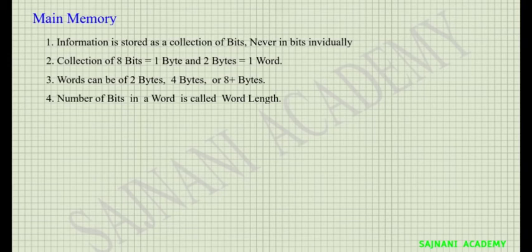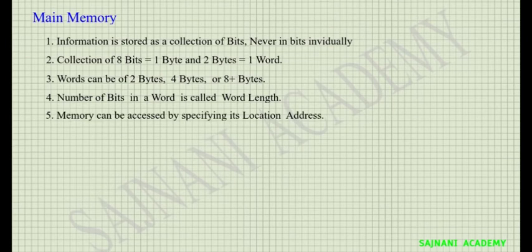Number of bits in a word is called the word length. Normally this word length can be 16 bit, 32 bit, 64 bit or maybe higher, depending upon the support of the processor. Memory can be accessed by specifying its location address.